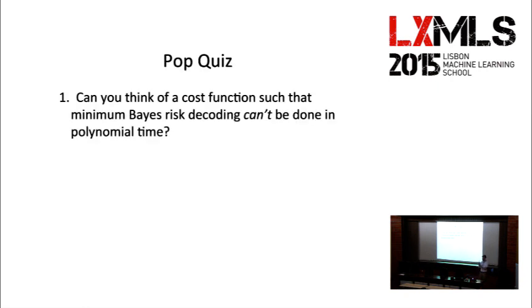OK, so here's a pop quiz. Can you think of a cost function such that I would not have a clever solution to this minimum Bayes risk decoding problem? In other words, I want a cost function that does not factor nicely so that I can do forward and backward calculations and get these local posteriors. I need something nasty. Like if the first and last words differ in one letter. Something like that might work, right?